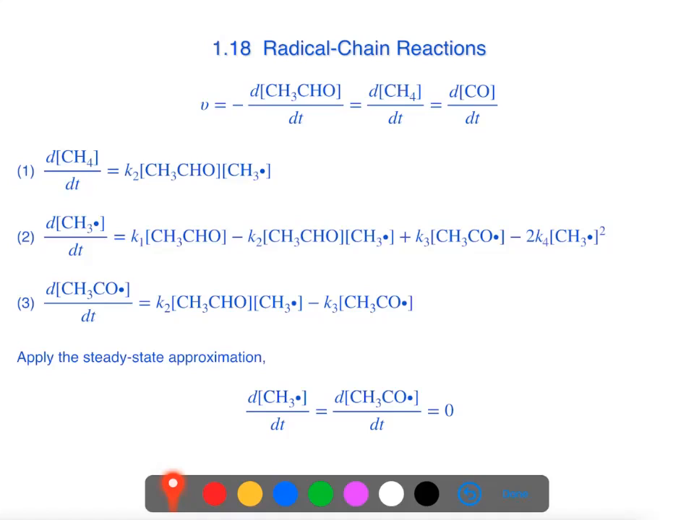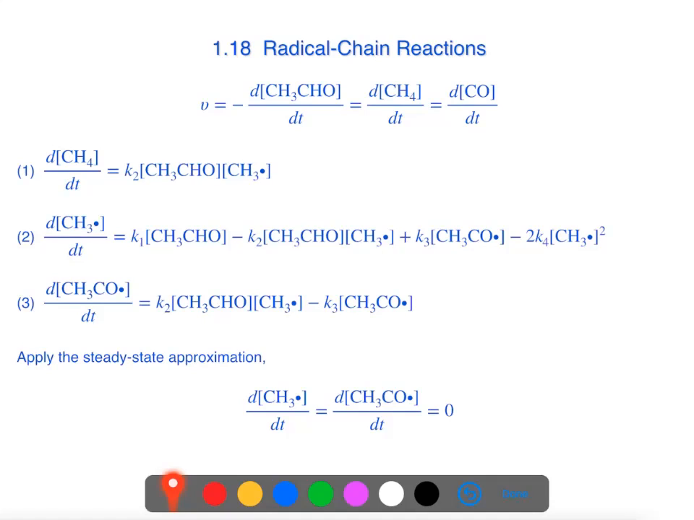Now, because we see the appearance of this chain carrier in this expression, it means that we must solve for its formation, and that gives us equation 3. So this CH3CO radical is formed in step 2 with a rate constant K2, dependent upon the ethanol concentration and the methyl radical concentration, and it's consumed in the third step, one of the propagation steps, with a rate constant K3 and dependent upon itself.